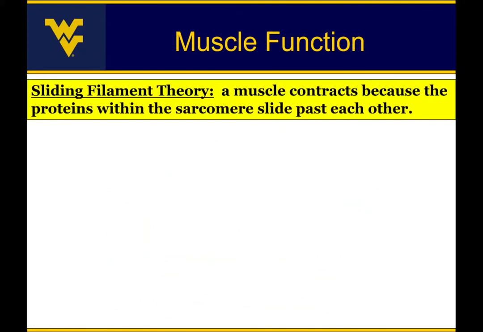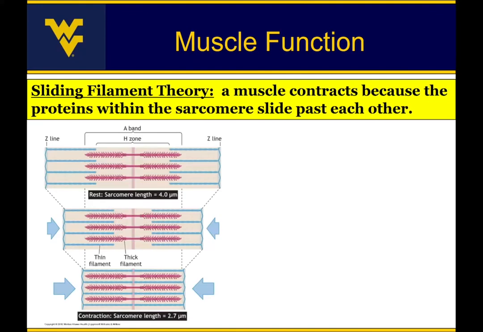The sliding filament theory states that a muscle contracts because the proteins, or in this case the myofilaments we just talked about, within the sarcomere slide past each other. And we can see that depicted in this image. At the top, this sarcomere is at rest. We see the boundaries on either side of the sarcomere, the actin filaments extending inward and the myosin filaments at the center.